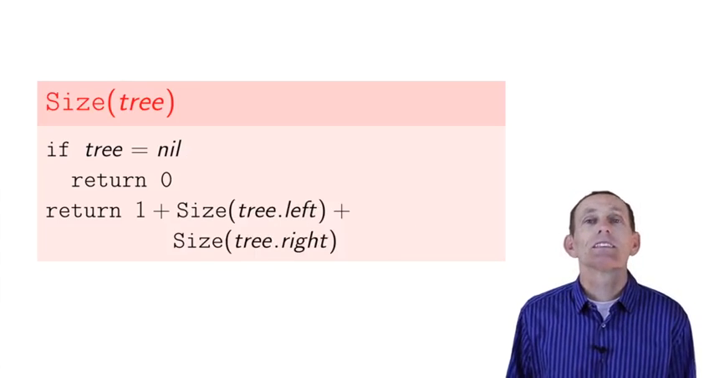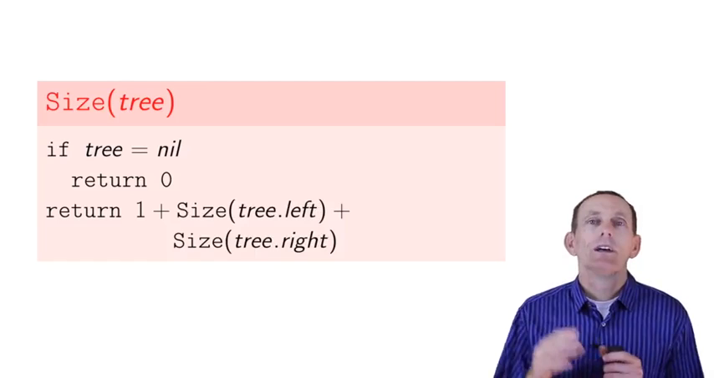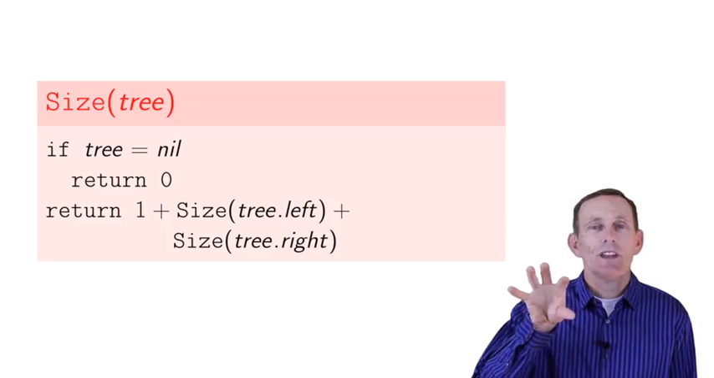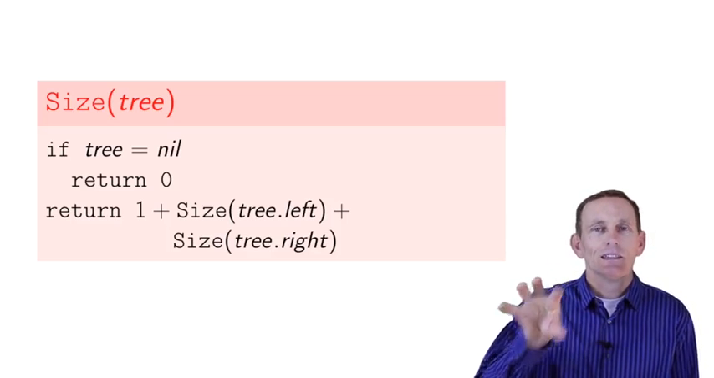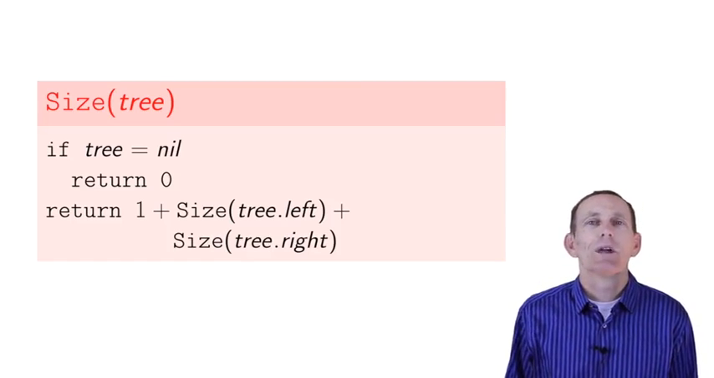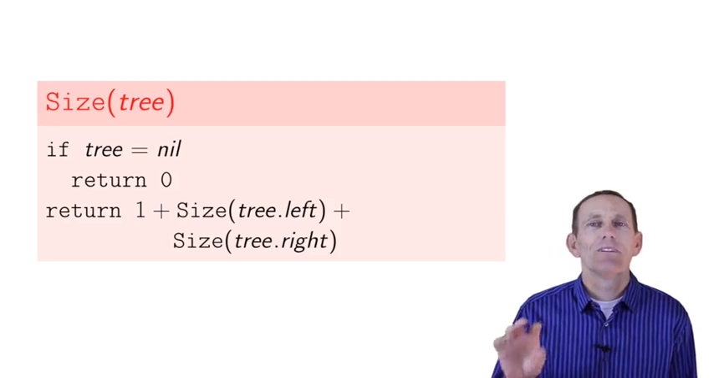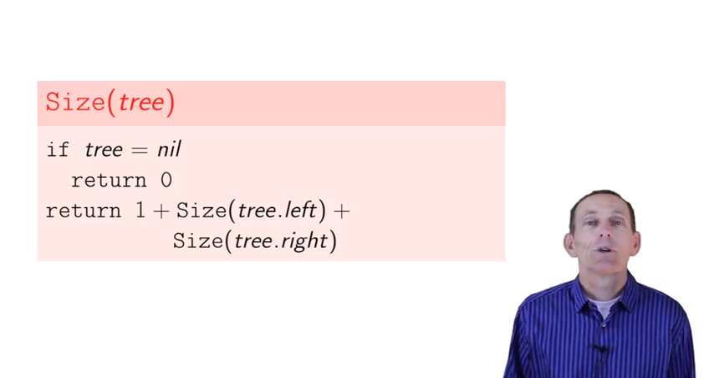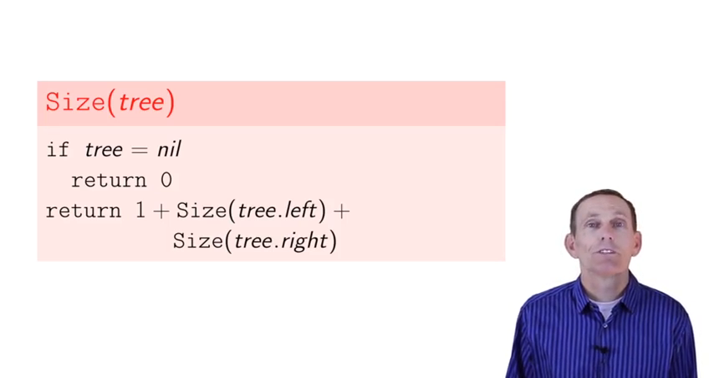We could also look at calculating the size of a tree, that is the number of nodes. Again, if we have a nil tree, we have 0 nodes. Otherwise, we have the number of nodes in the left child plus 1 for ourselves plus the number of nodes in the right child. So 1 plus the size of the left tree plus the size of the right tree. In the next video, we're going to look at different ways to traverse a tree.